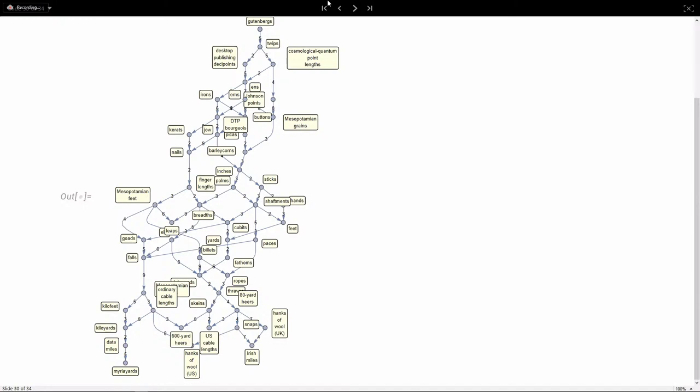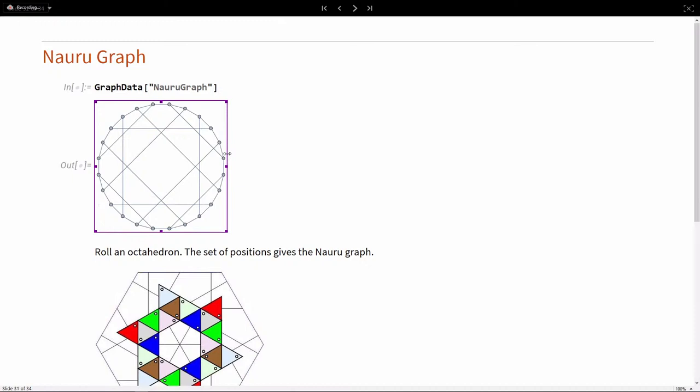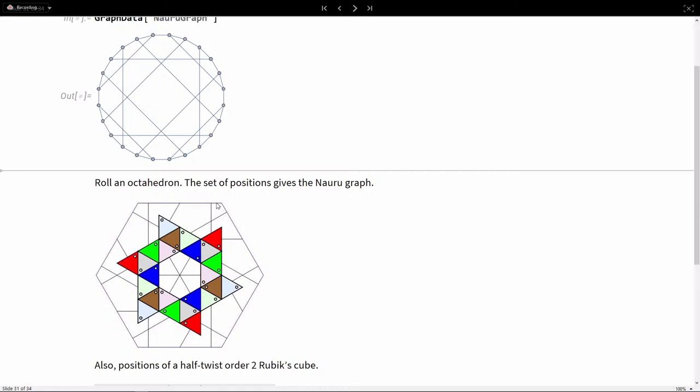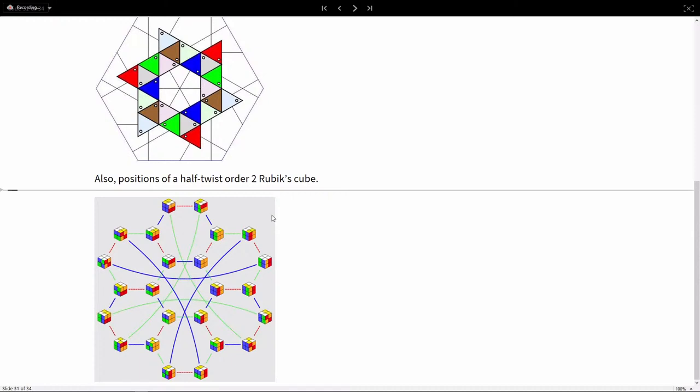There's recently a finding with the Nauru graph, which is shown here. You can get that by rolling an octahedron and getting all 24 orientations for this rolling octahedron. If you basically roll it on one edge, you get this connected object. But if you keep rolling, you basically go straight up on this order three torus and you get back to this orientation. And everything is connected in this way to get the equivalent of the Nauru graph. But somebody else noticed that all the half twists of an order two Rubik's cube also make a Nauru graph. That was something that was just found last year, and I thought that was interesting.